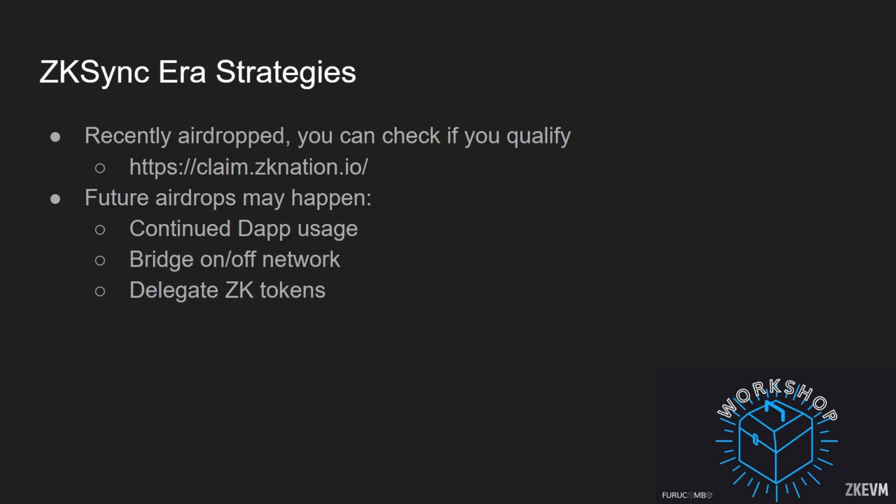Future airdrops also may happen. So you want to have continued DApp usage, maybe 3 to 5 transactions per month. You want to be able to bridge on and off the network. Generally, bridging on the native bridge is best. And then you would want to delegate your recently received ZK tokens or vote on proposals in the future. So those are good places to start for ZKSync Era.